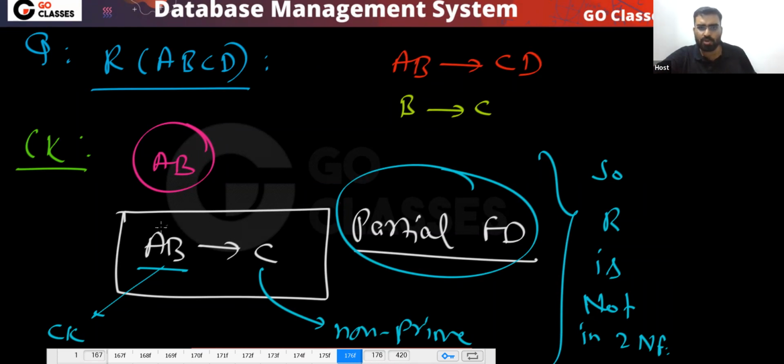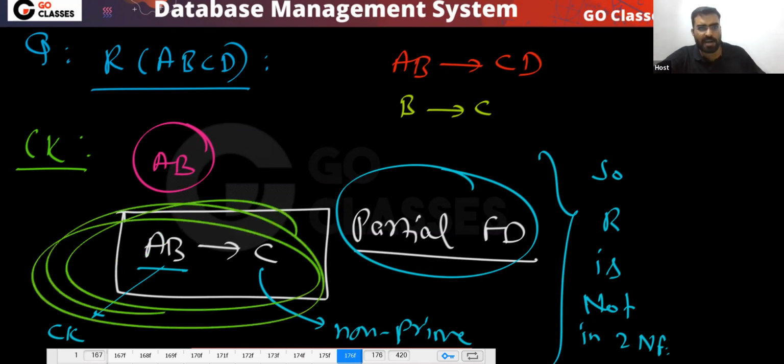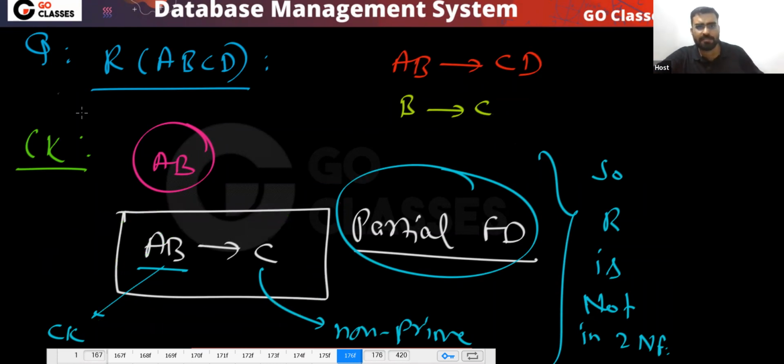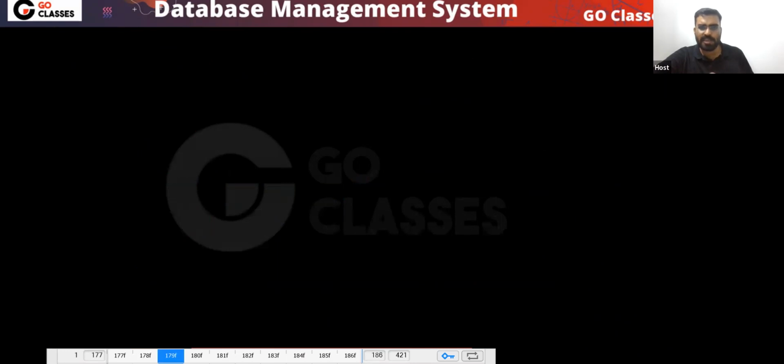This is partial because you can remove A. This is partial because B determines C. Okay, so this is the idea. Remember, this is partial because B determines C. Now let's move on. Is this clear to everyone?